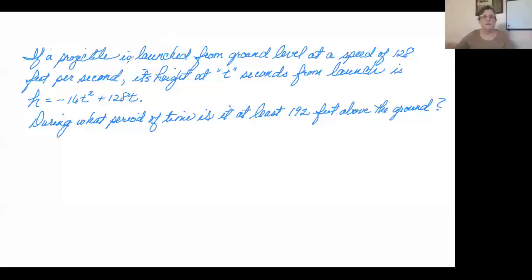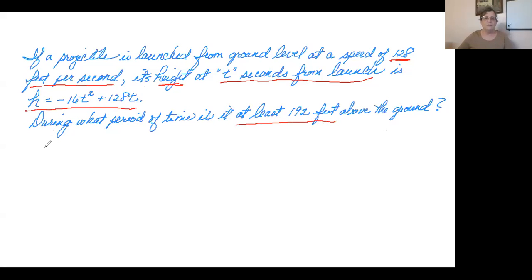Here we've got, if a projectile is launched from ground level at a speed of 128 feet per second, its height at T seconds from launch, so T is the number of seconds after it's been launched, is H, the height, is negative 16 T squared plus 128 T. The question is, during what period of time is it at least 192 feet above the ground?